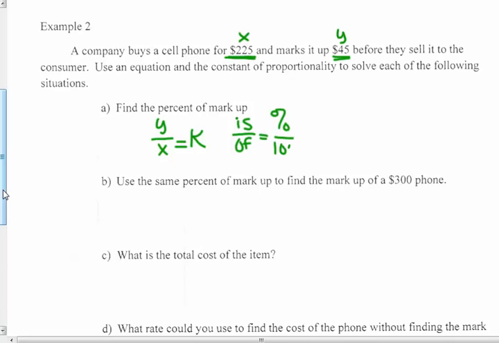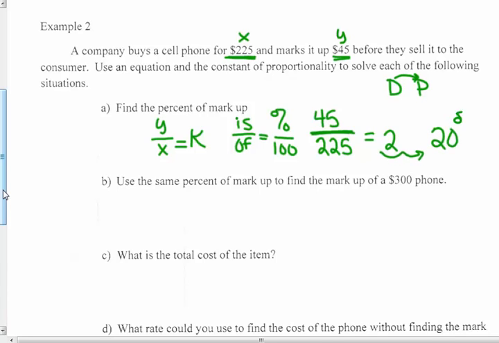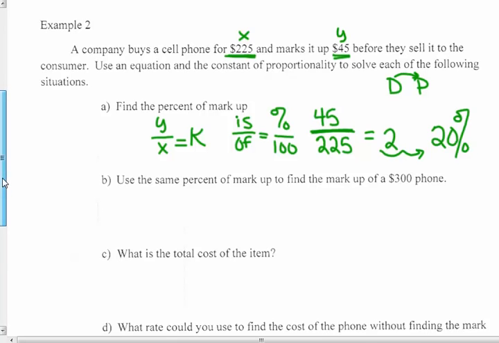I'm going to use y over x equals k. So yes, $45 is the part. $225 was the cost. When I take 45 and divide it by 225, I get 0.2. Well, that's not a percent. I need a percent. We know how to change a decimal to a percent. Multiply by 100, slide the decimal to the right, you get 20%. So they're charging you an additional 20% by marking it up $45.